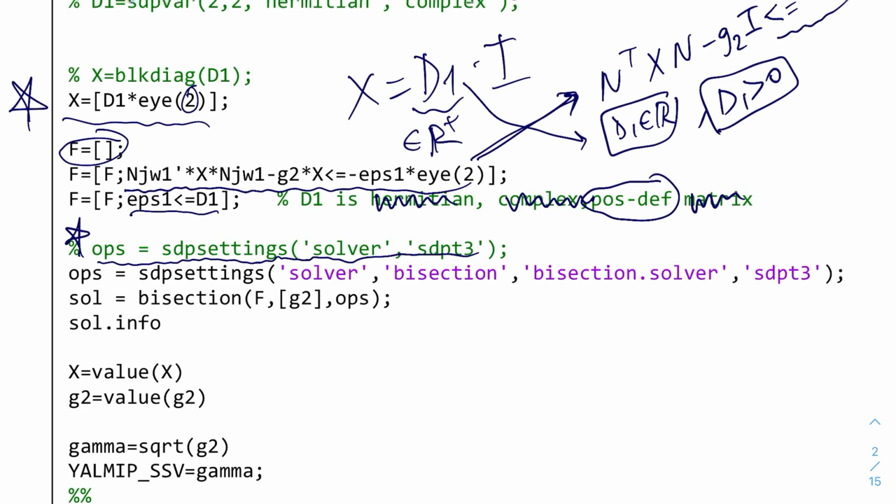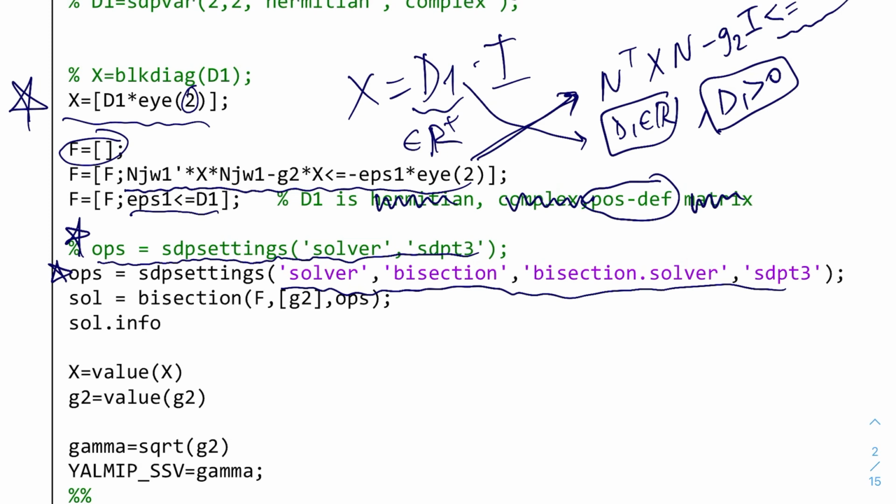Just the SDP settings and the name of your SDP solver. However, since we are solving a bisection problem, this is a special type of optimization problem. There are bisection modules, I guess that's the correct way of saying it. And if you are using YALMIP and your SDP solver is SDPT3, you just write that. If you're using another type of SDP solver, just check the correct syntax.